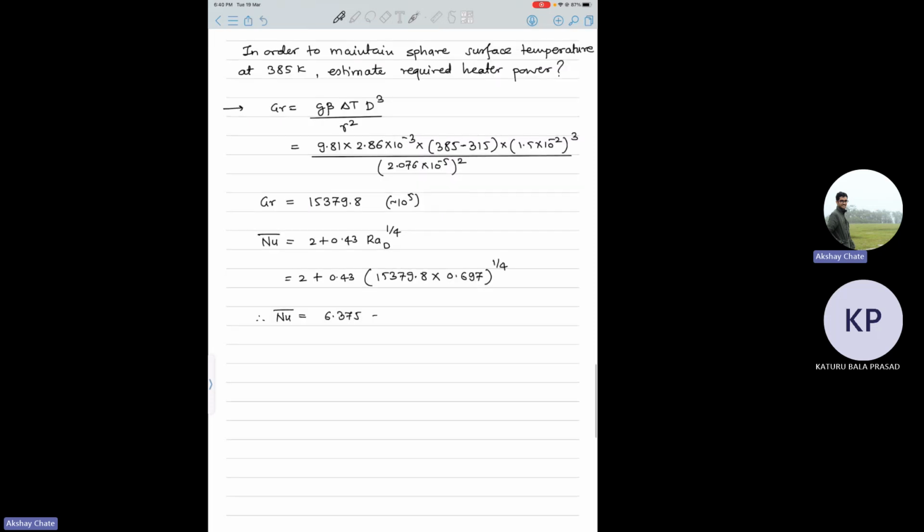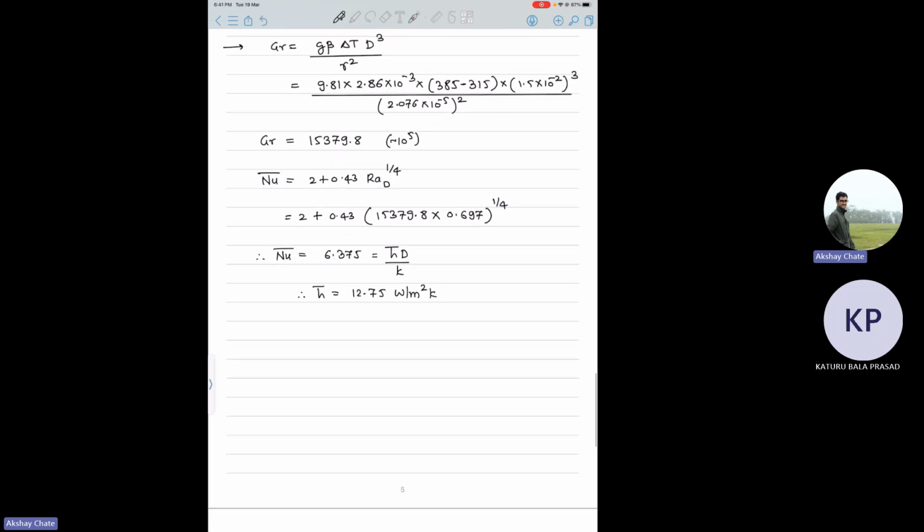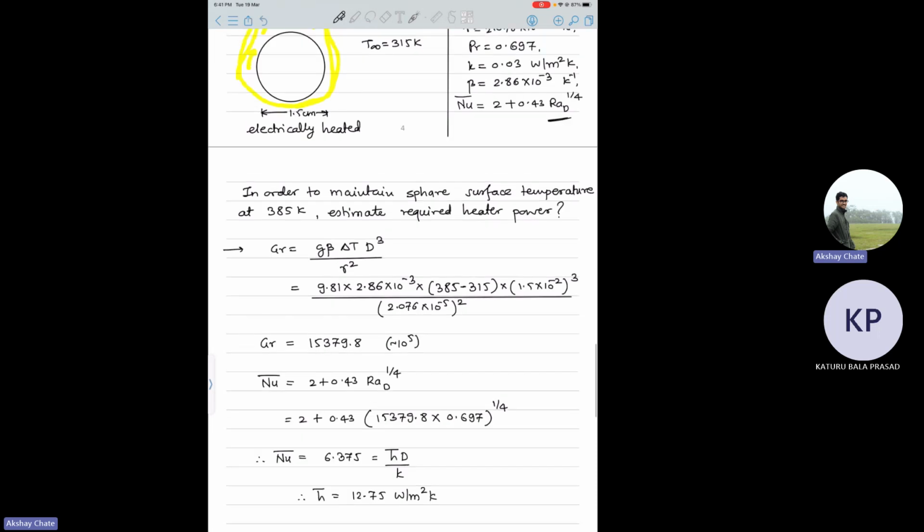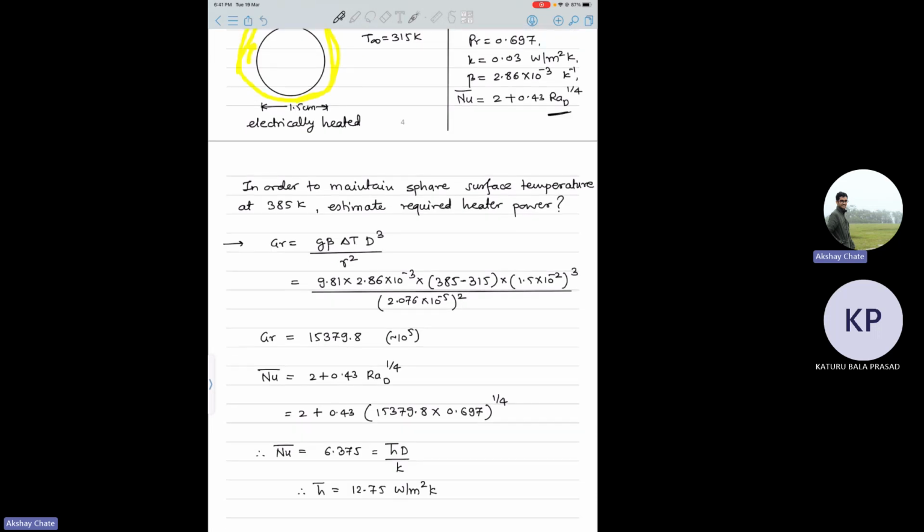And now we know that this will give you the average heat transfer coefficient, and diameter is the characteristic length here. If you put the values of diameter and conductivity, which are already given, you'll get h as 12.75 watt per meter square Kelvin. But now what they have asked is we need to find the heater power.